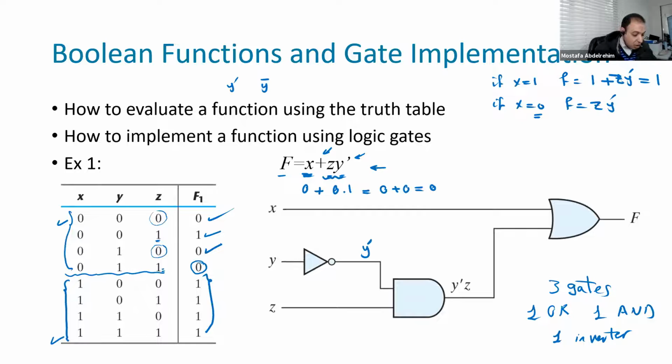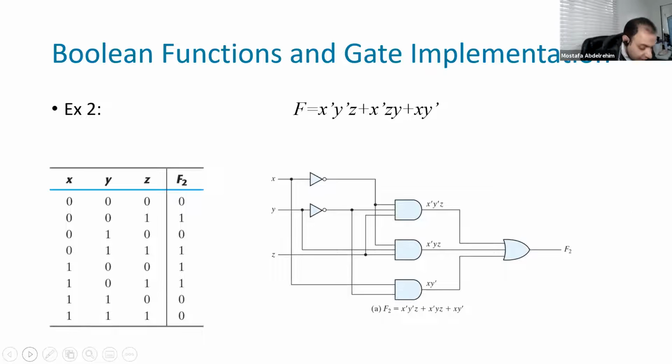Okay, another example. Example 2: f equals x complement y complement z, or x complement z y, or x y complement. Again, we have the truth table here. We again have three variables, although we have more terms now. We have three terms, not just two terms like in the first example. But it's the same concept. Since you have three variables, you only have 2 to the power 3, which is 8 combinations.